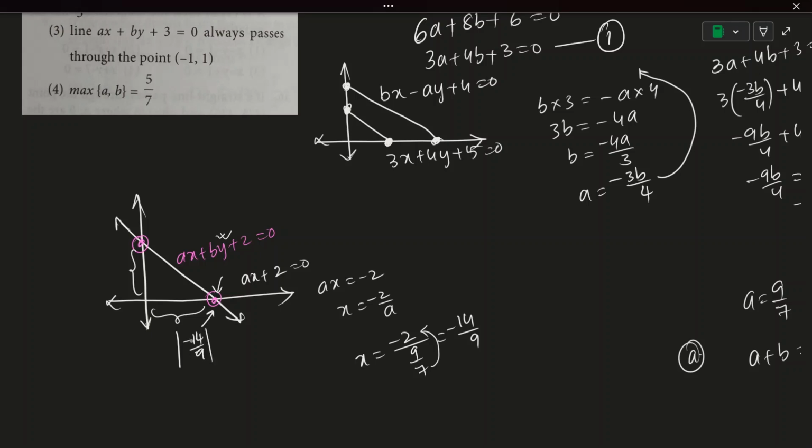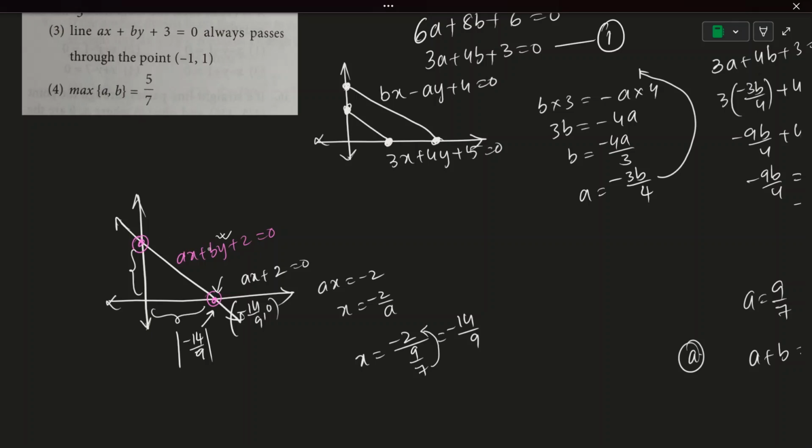Why I'm taking mod? Because distance is always positive, right? That's why. So that is x value. So actually the point is minus 14 by 9 comma 0. Okay, this is just a reference diagram. Okay, it's not a true diagram. Yeah. So next, y value.